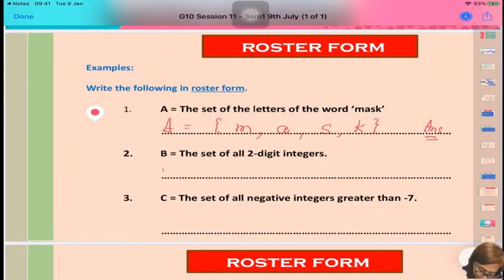Okay, next, B. How do you write B in roster form? The set of all two-digit integers. So it is the set of, okay, what are the two-digit integers, students? So we begin with the smallest. This is 10. Next, 11, 12, 13, ellipses, dot, dot, dot is ellipses, comma, and 99, meaning 99 is the largest two-digit integer. So we stop with 99. Okay, this is the answer in roster form.